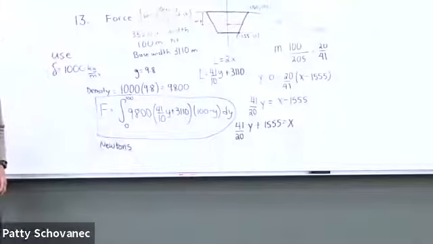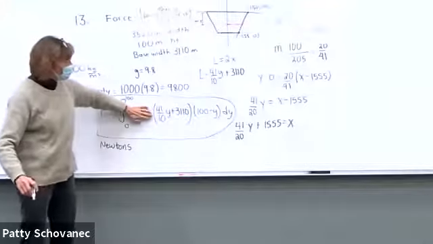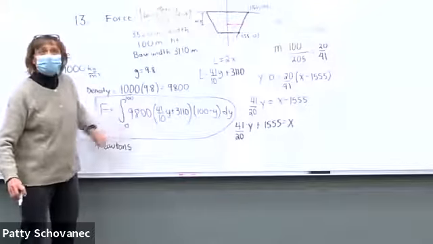Okay. I think it wants a number, doesn't it? Yeah. You got to integrate. So talk to me how you're going to integrate this. Multiply it out. Take the 9,800 out. FOIL that out. And then integrate term by term.